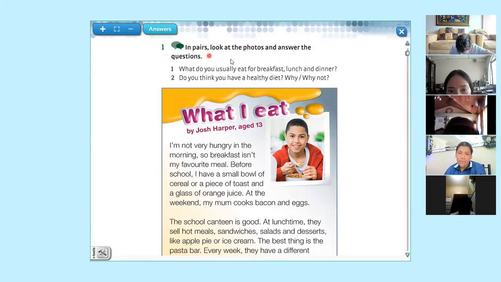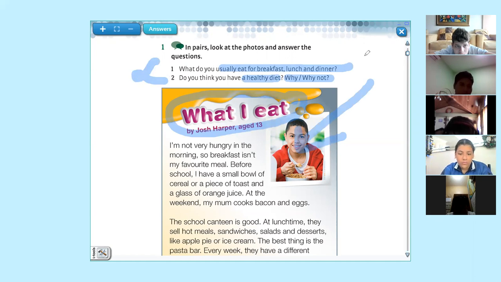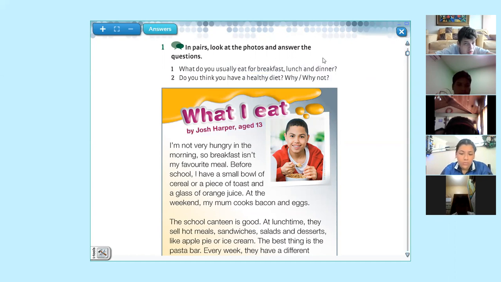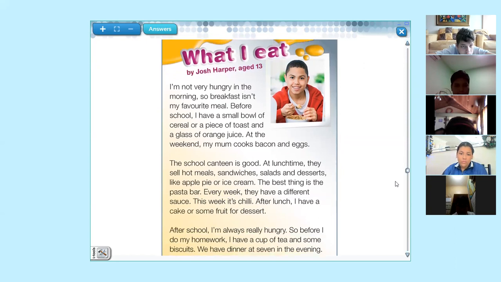In pairs, look at the photos and answer the questions. What do you usually eat for breakfast, lunch, and dinner? Do you think you have a healthy diet? Why not? Okay, you have here what I eat. And this boy is going to tell us about these two questions. He's going to answer these two questions, and obviously that is the writing that he is going to present to us, okay?